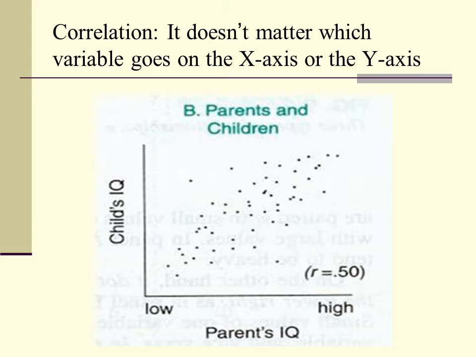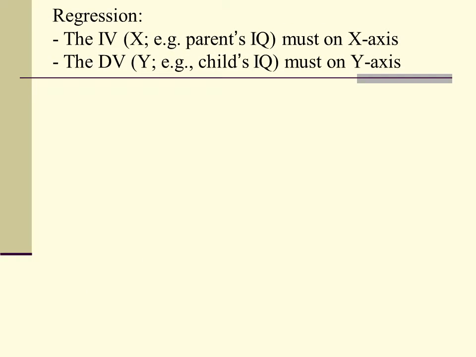Here is the relationship between parents' IQ and the children's IQ. The correlation is 0.50. You can put the parents' IQ on the X-axis, or you can put the parents' IQ on the Y-axis. It does not matter. It just means they change together. That's correlation. On the other hand, the purpose of regression is different.